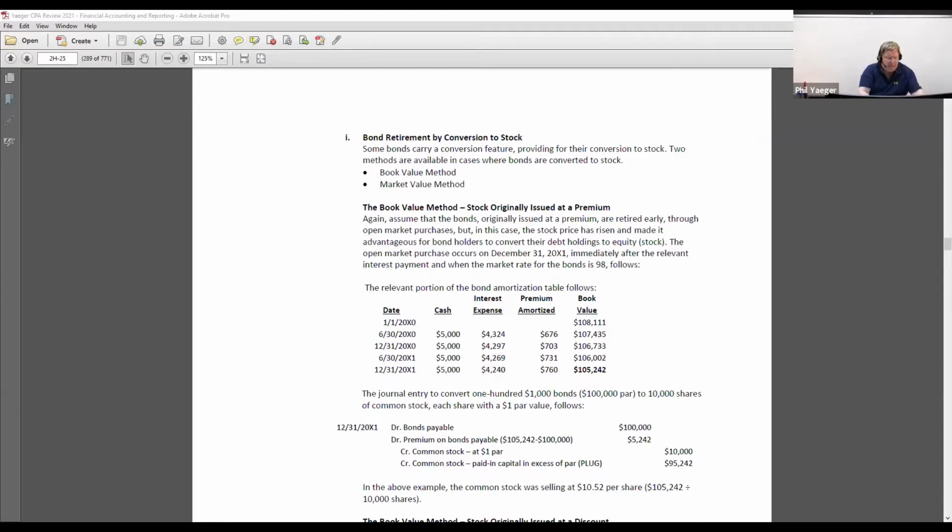So let's take an example of this. And by the way, it makes no difference under the book value method whether the stock was originally issued at a premium or a discount. It makes no difference.